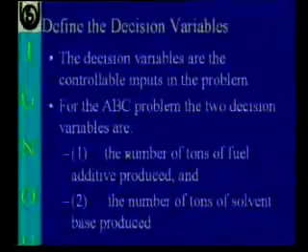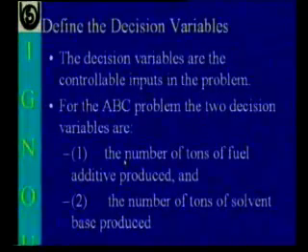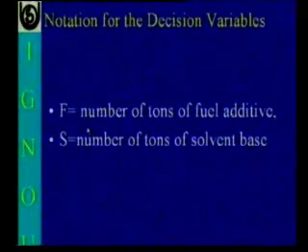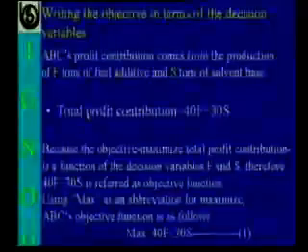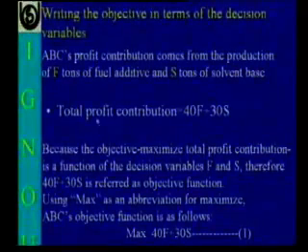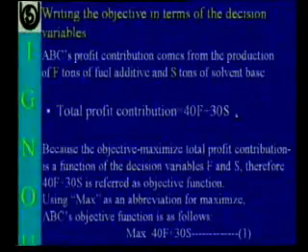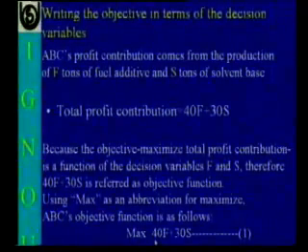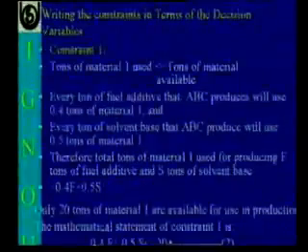Now we will say what the decision variables are. Here the decision variables are the number of tons of fuel additive and the number of tons of solvent base. Now we will name them: F is the number of tons of fuel additive and S is the number of tons of solvent base, and these are the decision variables which we need to find out. Now we will write the objective function. Since the total profit contribution is 40F plus 30S and this is to be maximized, our objective function will be maximization of 40F plus 30S.